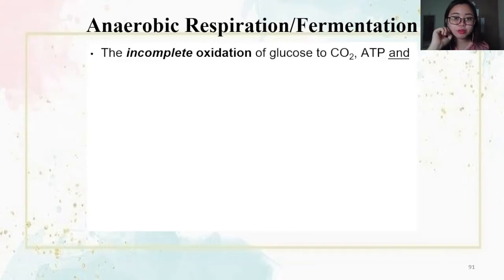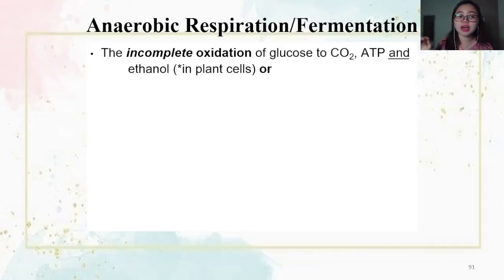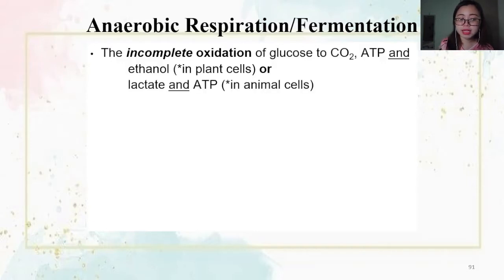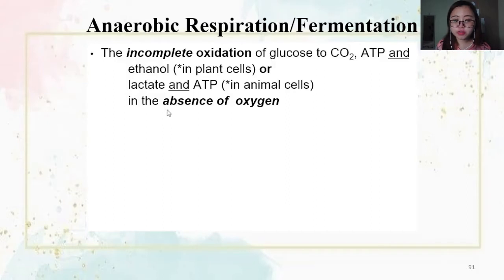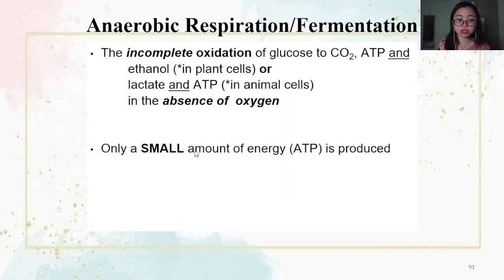Anaerobic respiration or fermentation is incomplete oxidation of glucose to carbon dioxide, ATP, and if you're looking at plant cells, the characteristic end product is ethanol. And if you're looking at animal cells and also fungal cells, the characteristic end product is lactate. Now, both these will produce ATP. Okay, so daripada glucose, dia akan jadi carbon dioxide, ATP, mungkin hasilkan ethanol, mungkin hasilkan lactate. And all of this will occur in the absence of oxygen.